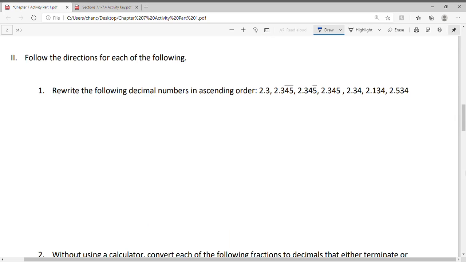In this question, we want to rewrite the following decimal numbers in ascending order, which means from the smallest to the biggest. And the best way to do this is to make sure they have the same number of decimal places. I can see here this has 3 decimal places, some have 1 decimal place, some have 2 decimal places. So we want to make sure we have the same number of decimal places. I'll start off with 2.3, and I can rewrite that as 2.300. Now this has 3 decimal places.